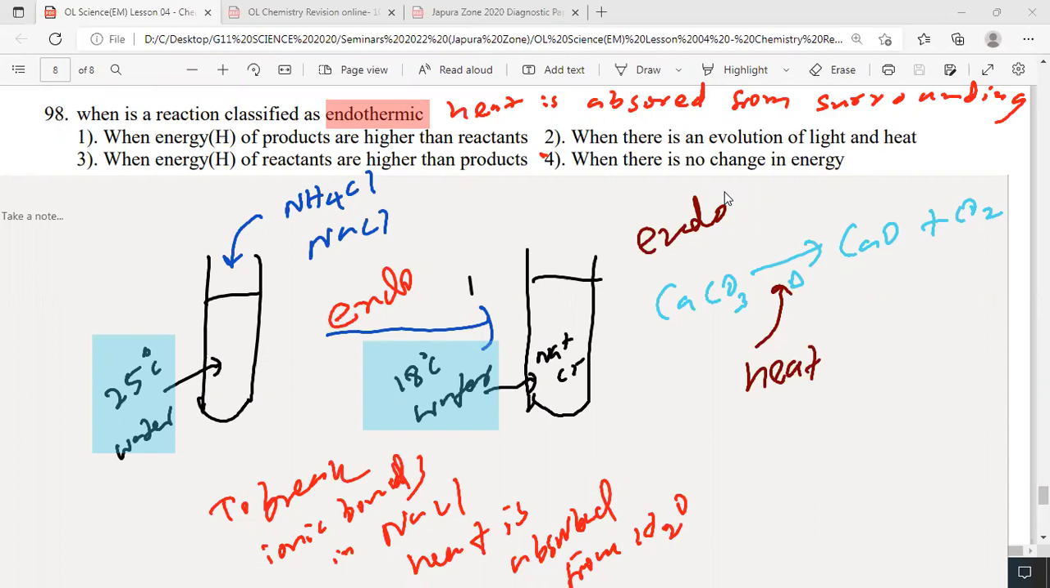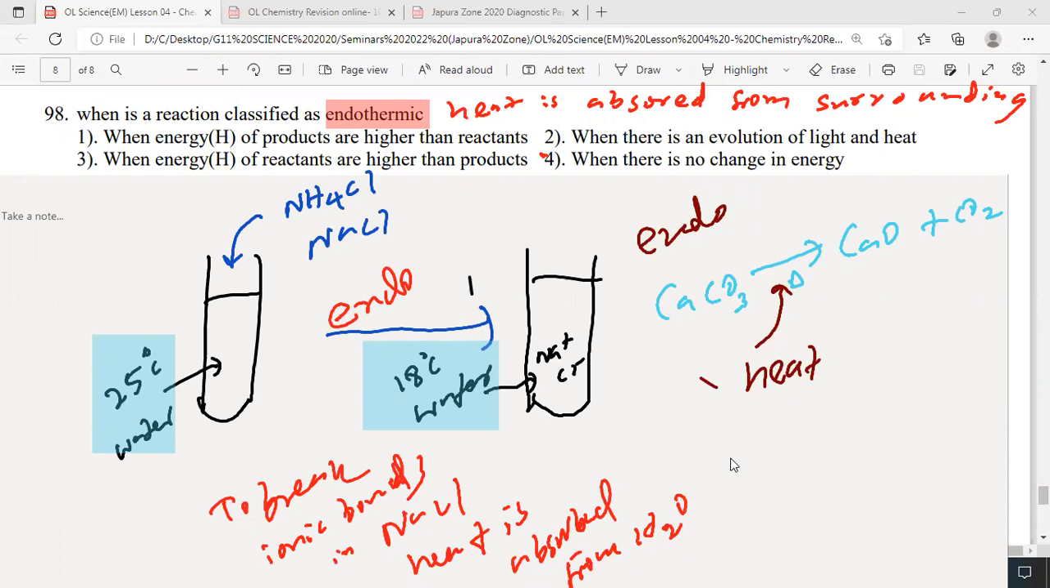That's the reason. Heat is absorbed for bond breaking. Bond breaking is endothermic. For breaking bonds, heat is absorbed. When forming bonds, heat is given out. Again, I repeat: for breaking bonds, heat is absorbed. When forming bonds, heat is released. Energy is released. That's also important to understand.